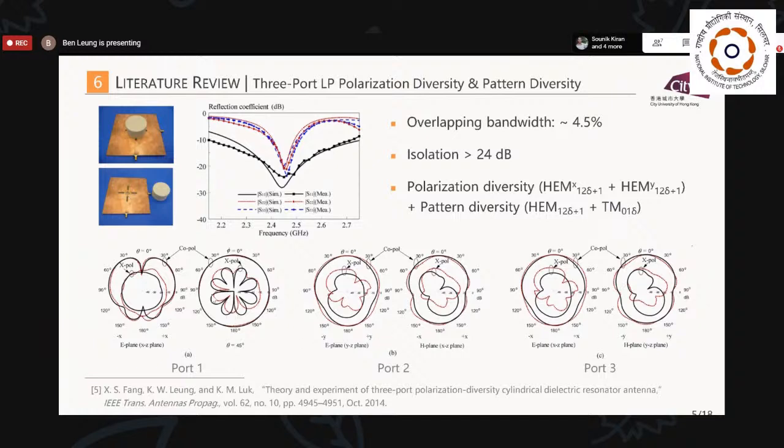So we can see here, this is port 1, port 2. Okay, port 1 is here. Port 2 and port 3 are both broadside radiation modes. But the phases are displaced by 90 degrees.